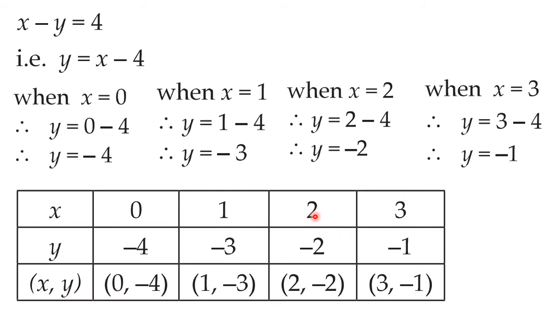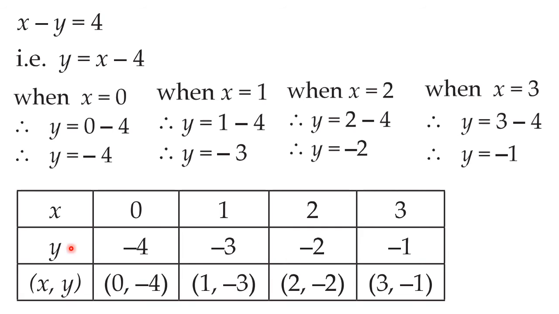And then you write them as ordered pairs in tables. Okay, that is (0, -4) is the first ordered pair, (1, -3) is the second ordered pair, (2, -2) is third, and (3, -1) is fourth. Correct? So this way you have completed both the tables. Your one line is already drawn.